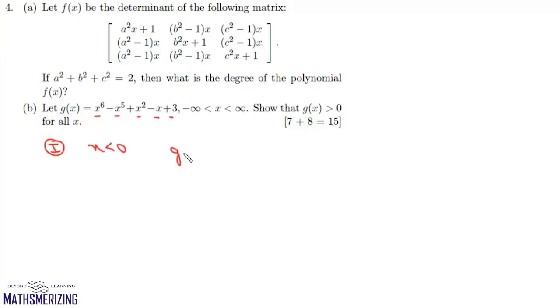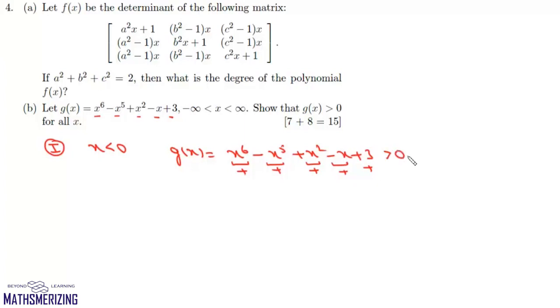Now if x is less than 0, then this g(x), which is x to the power 6 minus x to the power 5 plus x square minus x plus 3, x to the power 6 will be positive. Now minus and minus will be plus. This one is positive, minus minus is again plus, and then plus 3. So this g(x) will be greater than 0.